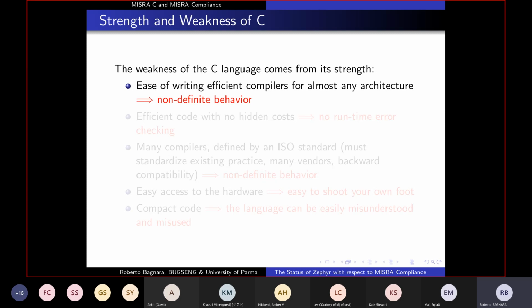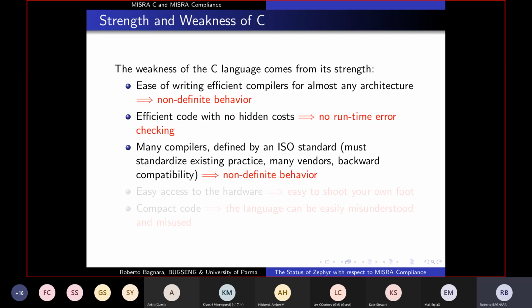For example, the fact that it is relatively easy to write efficient compilers for almost any architecture is one of the main reasons behind non-definite behavior. High-level constructs are mapped to machine language instructions, and since there is variability between the semantics of machine language instructions, this is one of the main causes of non-definite behavior. The fact that you can write efficient code with no hidden costs is also because there is no runtime error checking whatsoever. The fact that there are many compilers and yet the language is defined by an ISO standard is another reason why there is non-definite behavior.